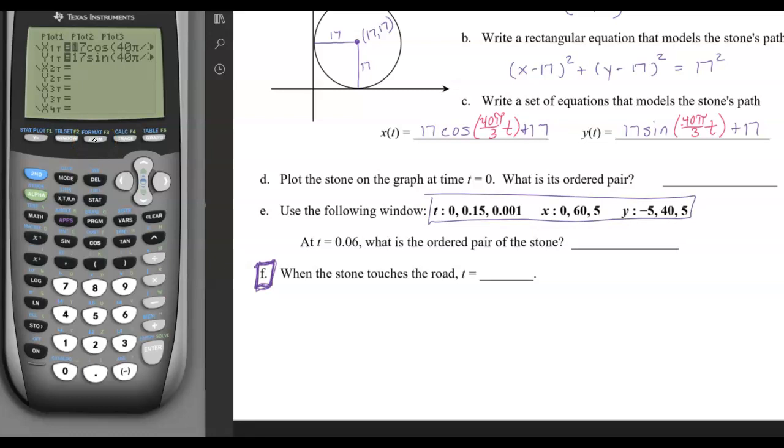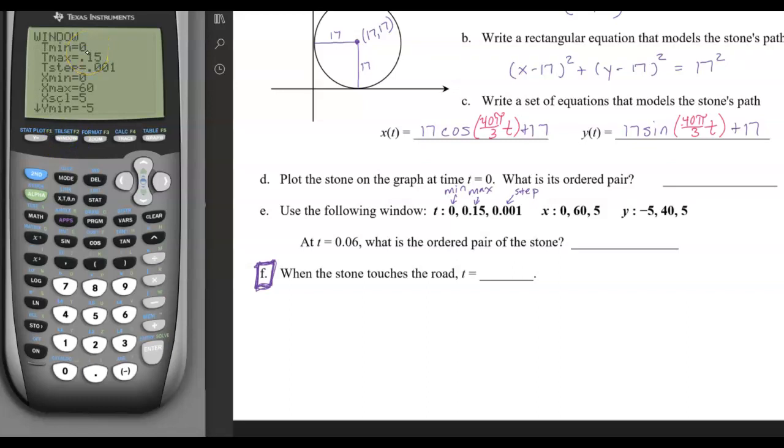Now what these intervals mean here: the first number is always our min value, the second number is our max value, and the third number is called the step or the scale. So if I go to my window, I should have 0 as my min, 0.15 as my max, and 0.001 as my scale or step, which I do. And then same thing for the x and y values.